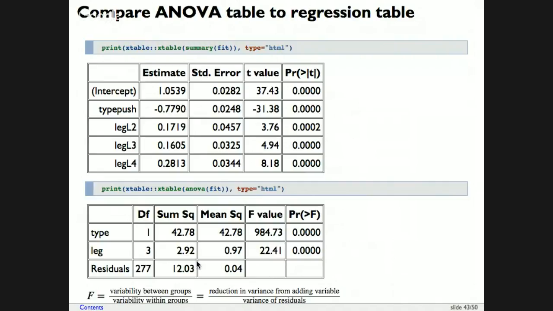And it's just a ratio of this reduction in variance from adding the variable to the variance of the residuals, which people also describe as the variability between groups compared to the variability within groups. So if you have groups where there's a big difference between them and not a lot of variation within them, you'll get a large F statistic.